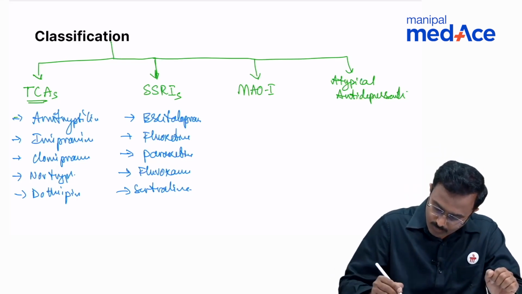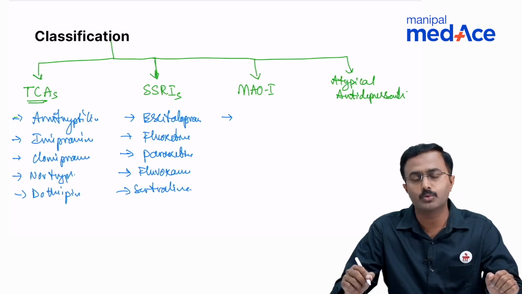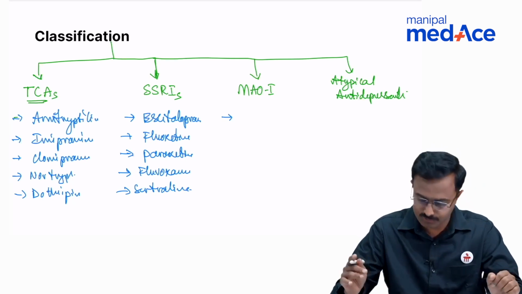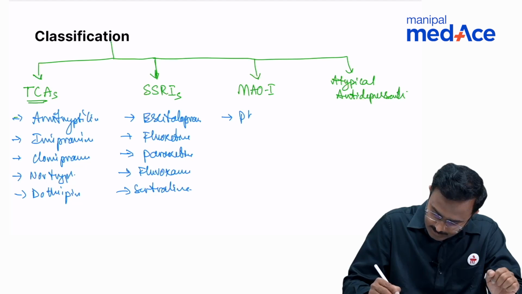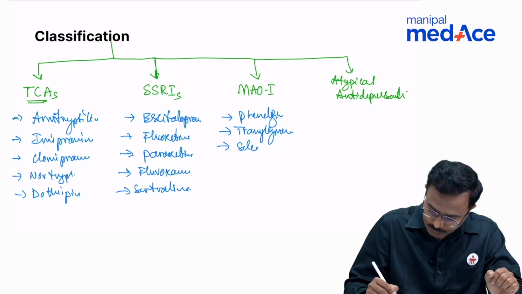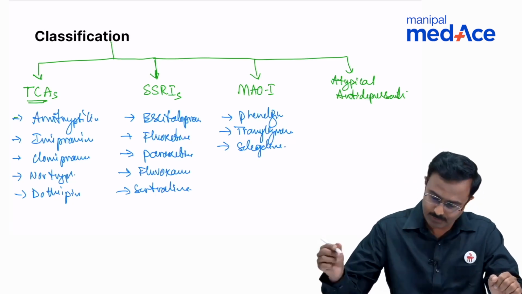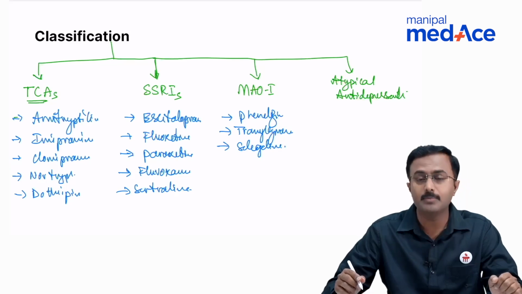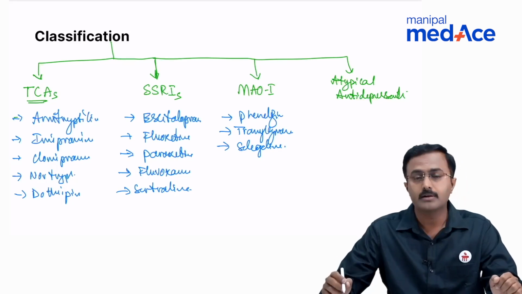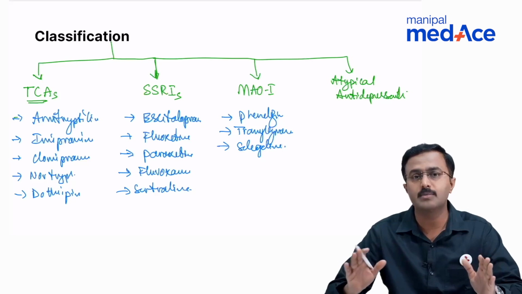Coming to MAO inhibitors, though clinically not often used, only in case of resistant depression. We have phenelzine, tranylcypromine, selegiline, though the antidepressant effect is lesser.